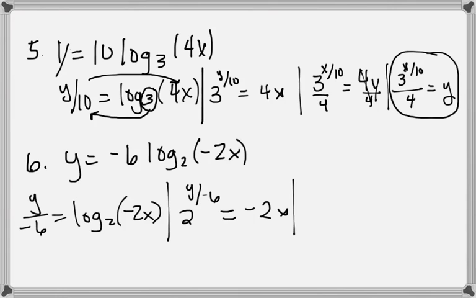Let's go ahead and change my x's and my y's. 2 to the x over negative 6 equals negative 2y. Just like last time, we're going to divide by negative 2.